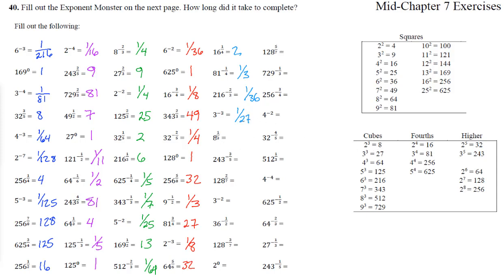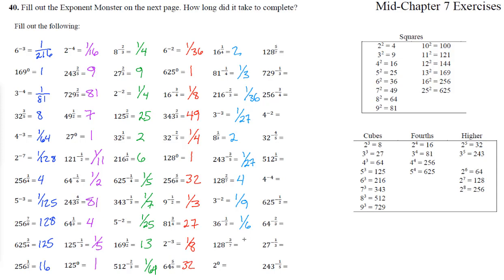8 to the 1/3 power, that's the cube root of 8, which is 2. 243 to the negative 3/5 power, so 1 over the 5th root of 243, which is 3, cubed is 27. 128 to the 2/7 power, the 7th root of 128 is 2, squared is 4. 3 to the negative 2 power is 1 over 3 to the 2nd power, which is 9. 36 to the negative 1/2 power, that's 1 over the square root of 36, which is 6.